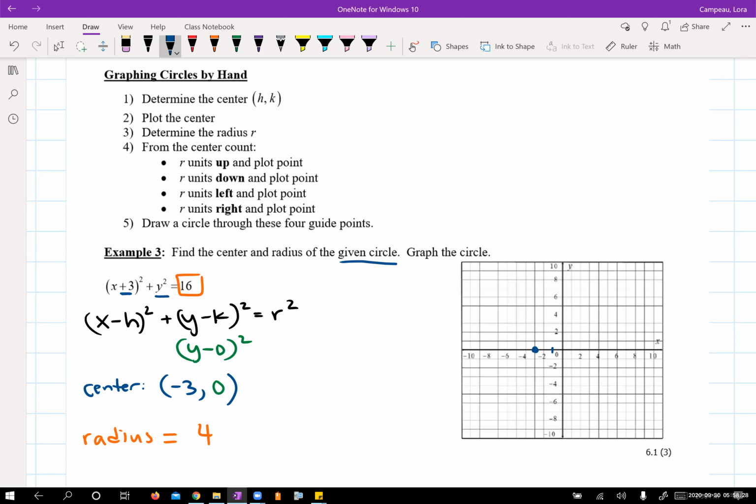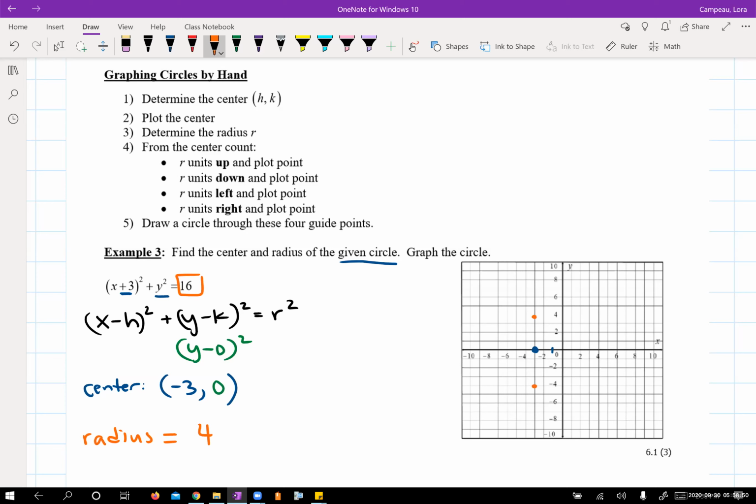And now with the radius, what I like to do is count outwards from the center. So it's going to be 4 units up from the center. So 1, 2, 3, 4, and to eye that one a little bit as well. And 4 units down. 1, 2, 3, 4.